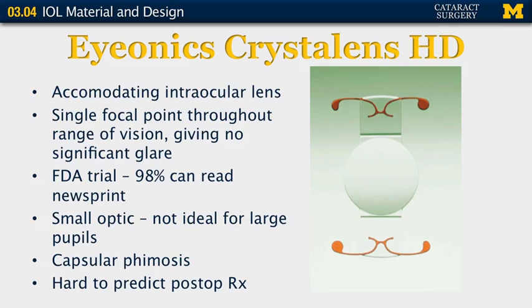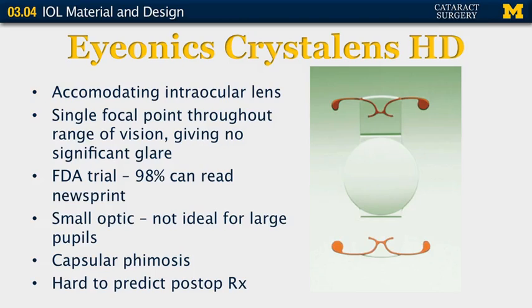A third alternative is the Eyeonics Crystalens HD. This is a completely different style of lens, and it relies upon hinged areas on the lens to allow flexing of the lens. So when a patient attempts accommodation, the lens can flex and move forward anteriorly in the eye, allowing a different point of focus on the retina. This gives patients near vision as well as distance vision in the relaxed state. In an FDA trial, 98% of patients were able to read standard newsprint size with this lens.